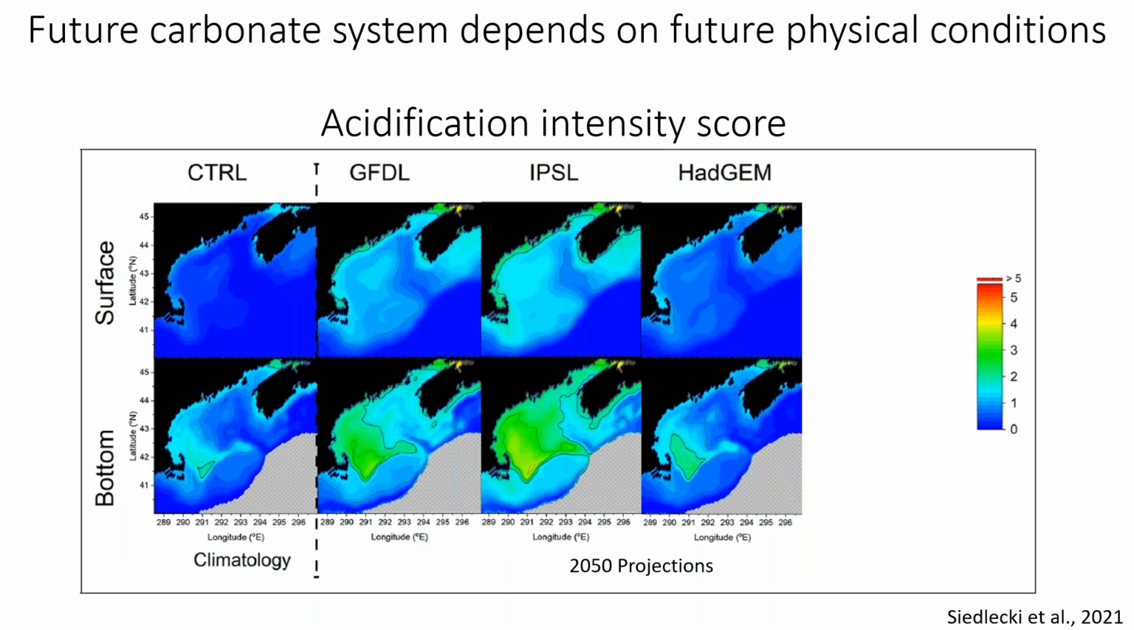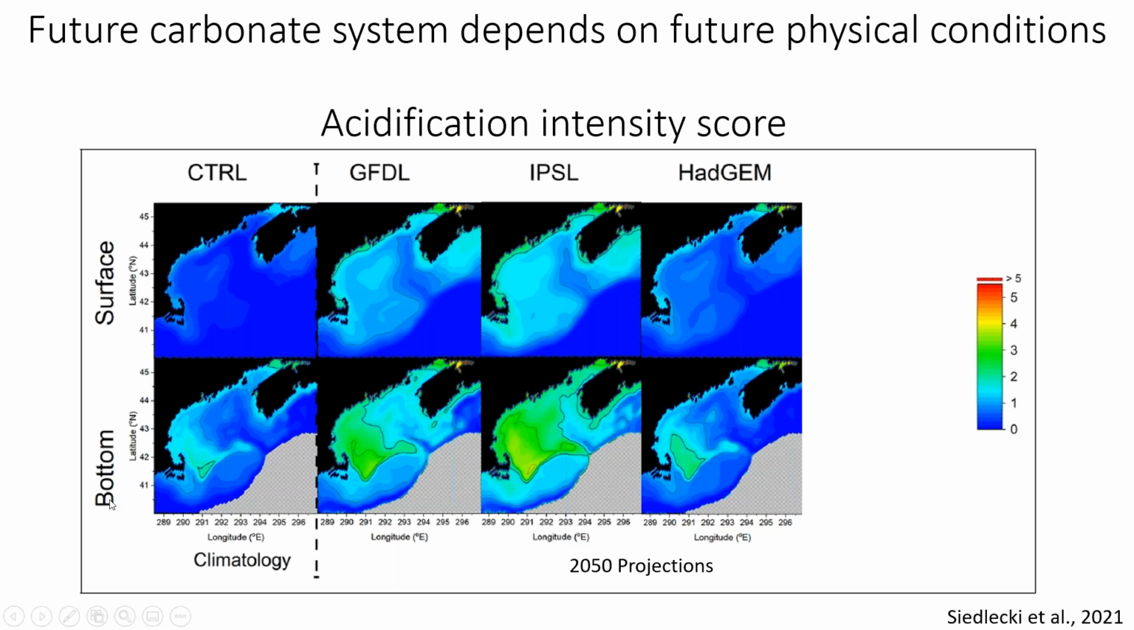Here the spatial distribution of the projected future conditions are plotted. We calculated an acidification intensity score using that threshold of 1.5. The intensity incorporates both the amount of time that the conditions were below that threshold with the magnitude that it exceeds that threshold by. The top panel is the surface and the bottom panel are the bottom conditions.